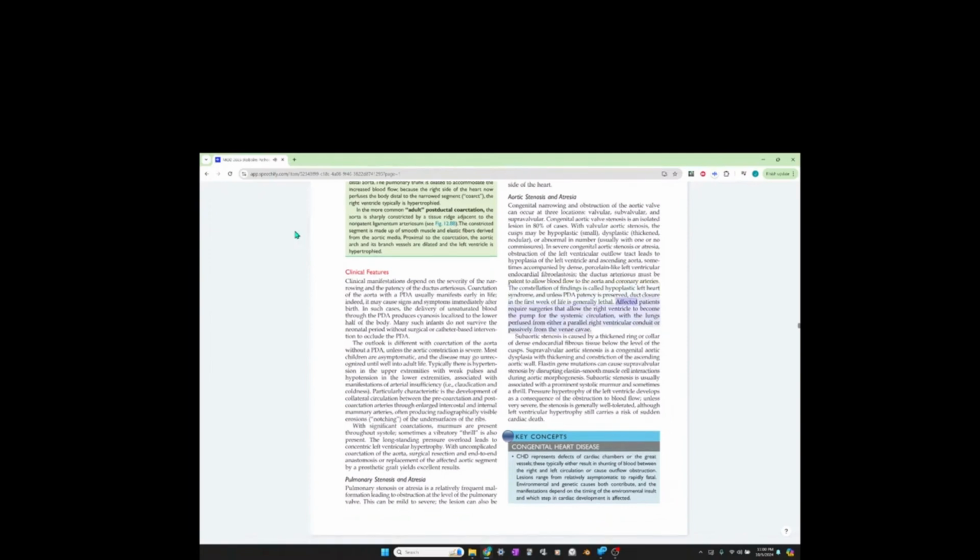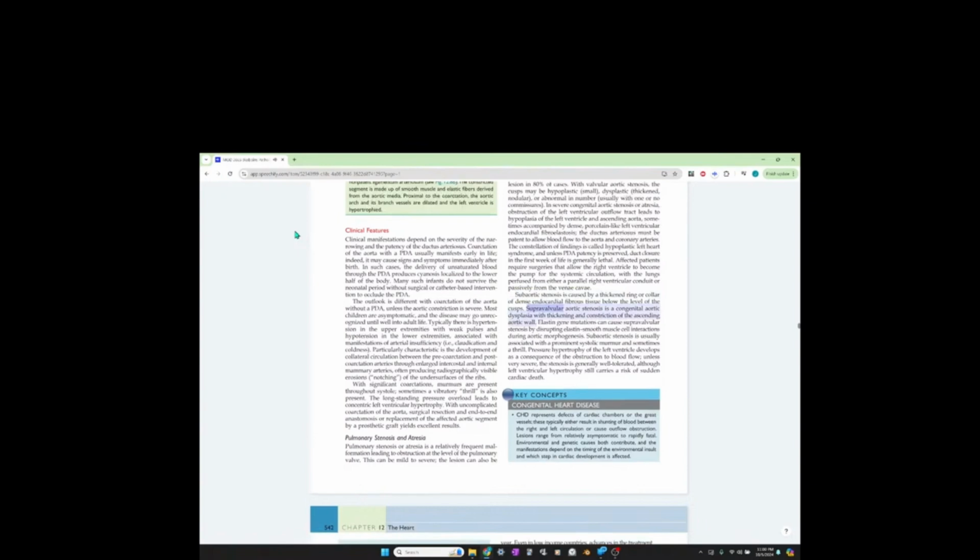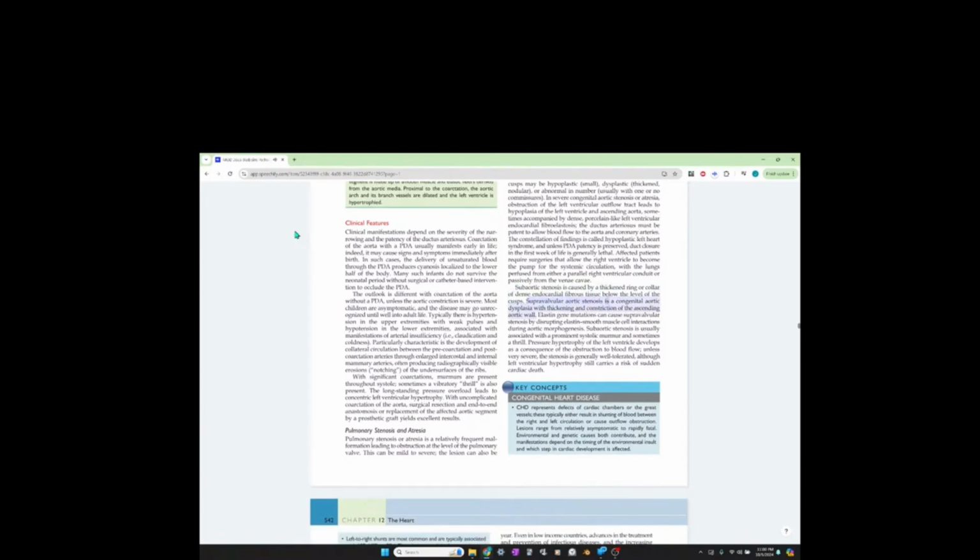Affected patients require surgeries that allow the right ventricle to become the pump for the systemic circulation, with the lungs perfused from either a parallel right ventricular conduit or passively from the vena cava. Subaortic stenosis is caused by a thickened ring or collar of dense endocardial fibrous tissue below the level of the cusps. Supravalvular aortic stenosis is a congenital aortic dysplasia with thickening and constriction of the ascending aortic wall.